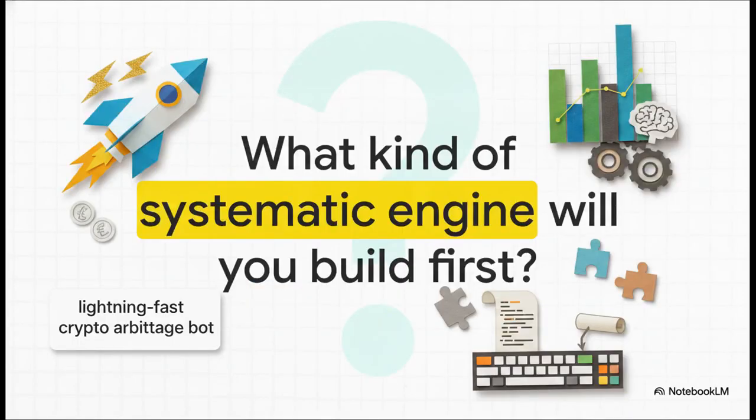So, I'll leave you with this provocative question to chew on. What kind of systematic engine are you going to build first? Will it be a lightning-fast crypto arbitrage bot? Or maybe a slow, methodical equity portfolio optimized by machine learning? The pieces are all right there on the table. Go dive into the GitHub repository, pick your parts, and start writing that first line of code.